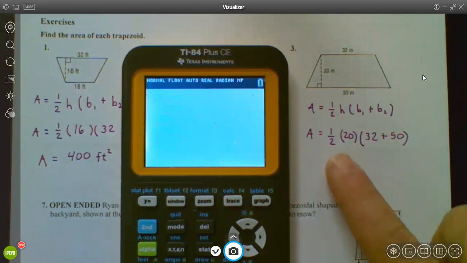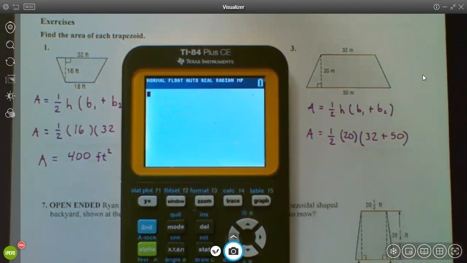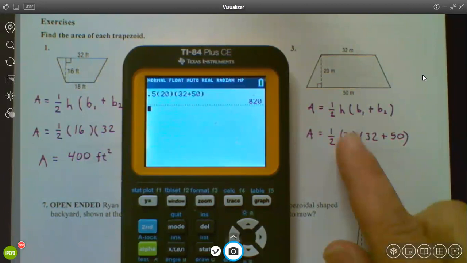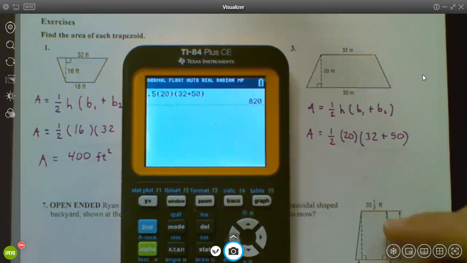But even if you want to put it all in, there's a couple ways you could do it. You could say divided by 2 at the end, and that works. You could also say 0.5 times 20 times whatever. So it's really a matter of whichever one you prefer on that. So here's just one way of typing that in if I call the 1/2 0.5. So that would be an option. I try to avoid those if I can, though. I like saying half of 20 is 10 and using 10 times 32 plus 50.